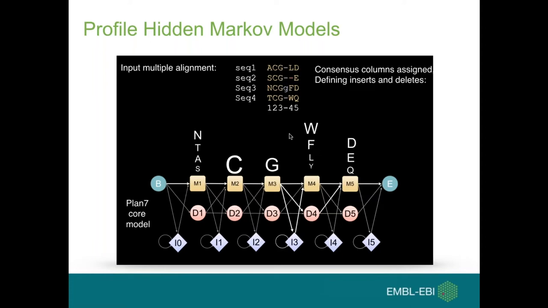However, sequence two, you'll notice, actually skips that position four. So we go from position three, M3, to M5, so position five. And so you do that by going through a delete state. You only ever go through one delete state relative to one consensus position. So there's no arrow like on the insert state.